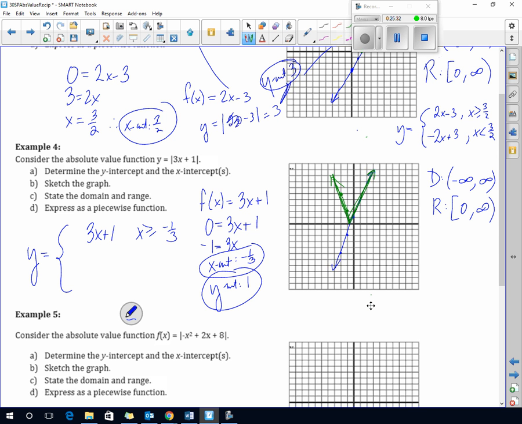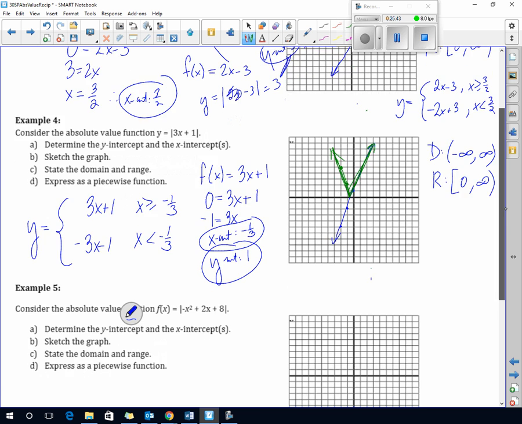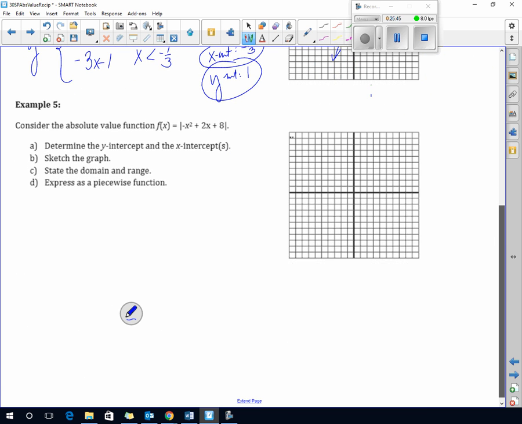What do we have now? It's a quadratic. How do we graph quadratics? Let's go back to September. How do we graph quadratics if it's in this form? Complete the square. Complete the square. Y equals negative x squared plus 2x plus 8. What do we do first?